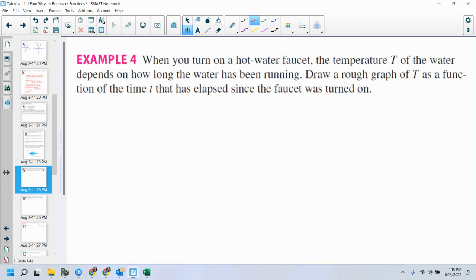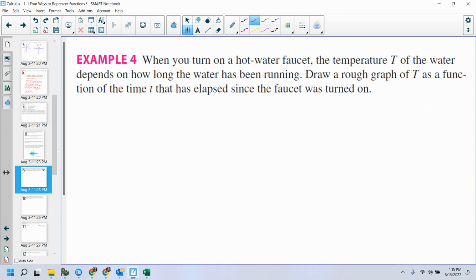Let's take a look here. Let's skip that page. Those of you who print out, I'm skipping that next page right there. When you turn on a hot water faucet, the temperature T of the water depends on how long the water has been running. Draw a rough graph of temperature as a function of time that has elapsed since the faucet was turned on. Go ahead and draw a graph of whatever you think this is going to look like.